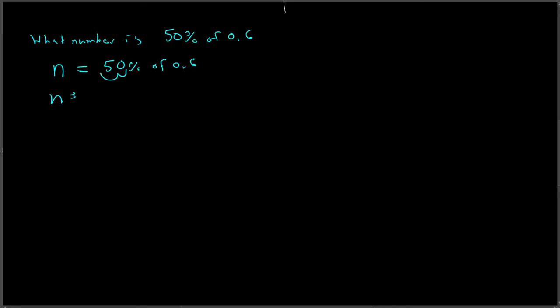Let's look at another one. What number is 50% of 0.6? So what number is 50% of 0.6? And I'll convert my percent to a decimal by moving the decimal point to the left 2 spaces. And of should be a multiplication. I keep writing the of when I say it. And if I do this multiplication, I get 0.3, with 3 decimal places. So n equals 0.3. And so 0.3 is 50% of 0.6.